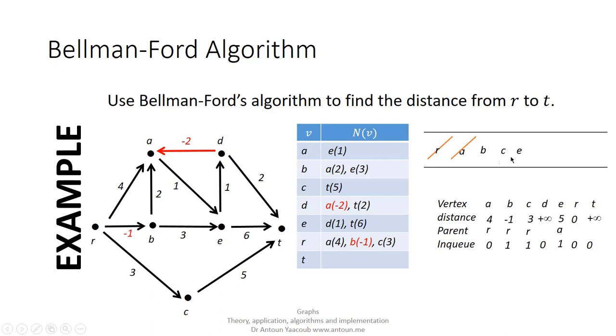Now A is finished. I will dequeue B, so B now is out of the queue. From B, we have A. So B is minus 1, minus 1 plus 2.